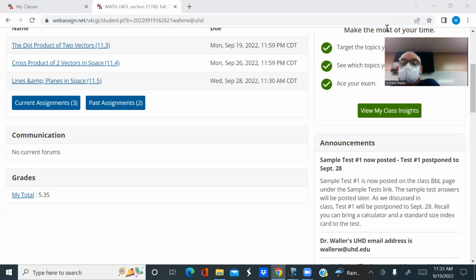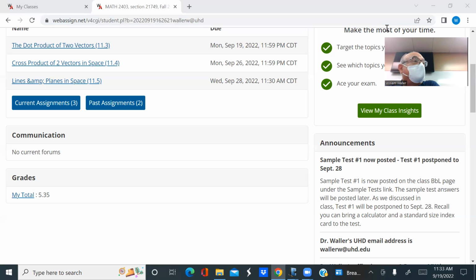And then you can bring a standard size index card to the test. Standard size index card, right? So any standard size index card, and you can write on there anything that you want. So if there are formulas that you want to recall, or even problem examples, you can write that on the index card. So anything you can fit on the index card, you can write on there. That's fine. So that's what you can bring to the test. Of course, what you write with, right?